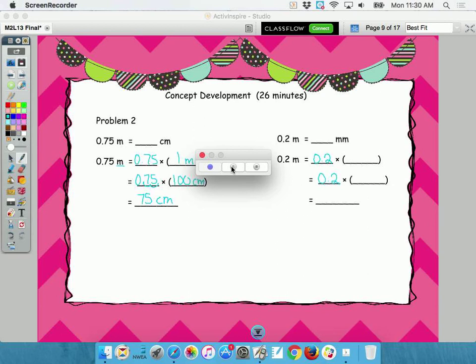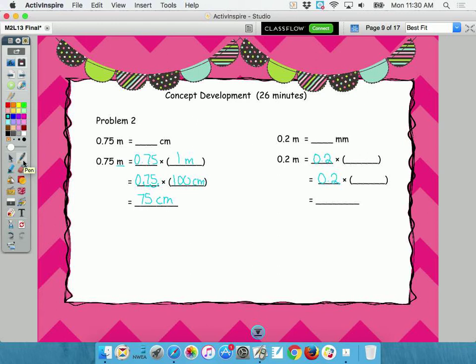Go ahead, Alondra. So what's 1 unit? 1 meter. Right. How many millimeters in a meter? 1,000. Good. If I take 2/10 times 1,000, how many decimal hops do I need? 3. So my answer is 200 millimeters. Okay, let's go to the next one.